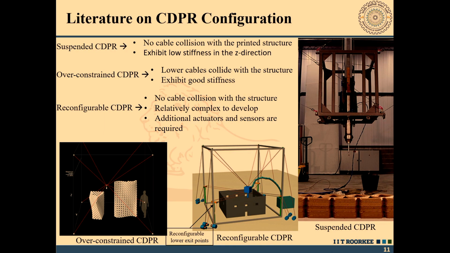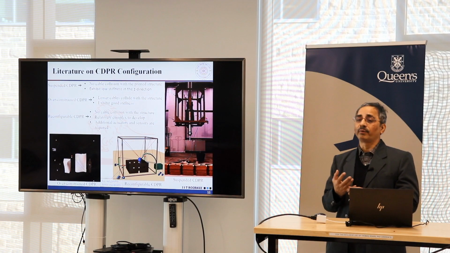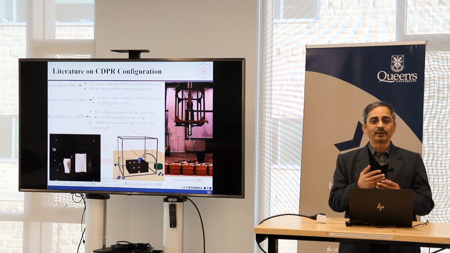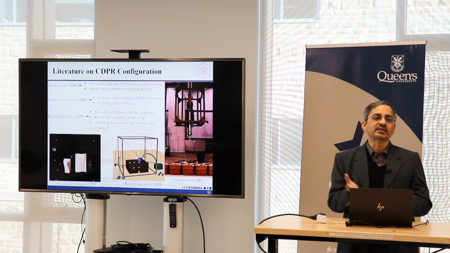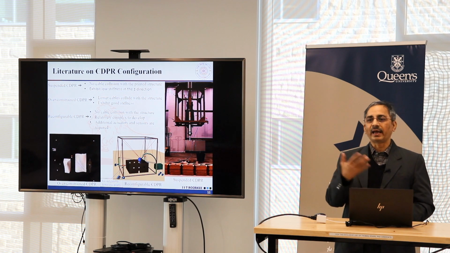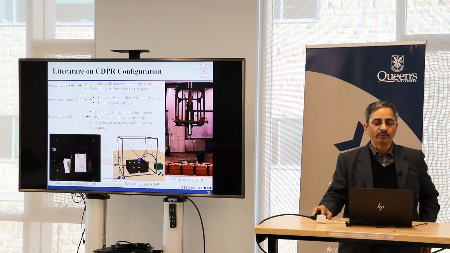Then we could have the over constrained cable driven parallel robot. Many times, to make the structure stiffer, we provide multiple cables. But when you provide multiple cables, we make the structure over constrained. Plus, since we are using multiple cables, many times those cables start obstructing the structure which you have already created. So, again that causes a problem.